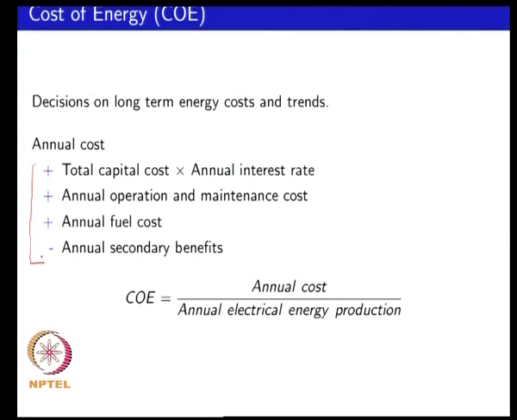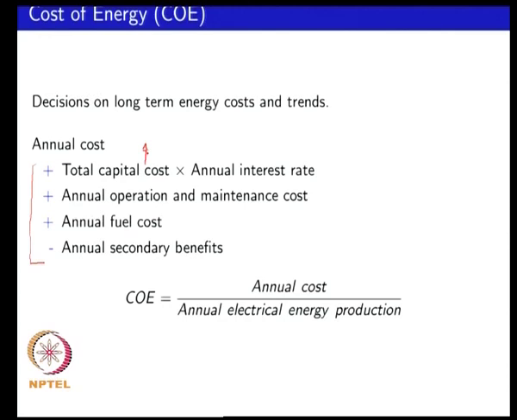So you divide the annual cost by the annual energy production, that gives you your cost of energy. So if you look at the cost of energy, if you have something which has higher capital cost, then your cost of energy tends to go up.